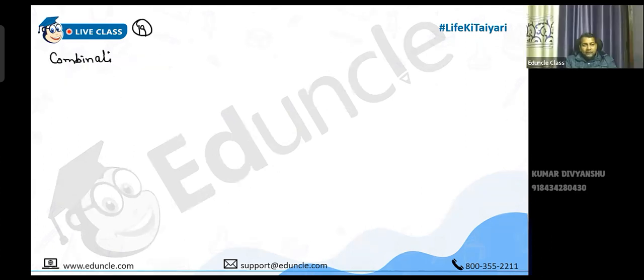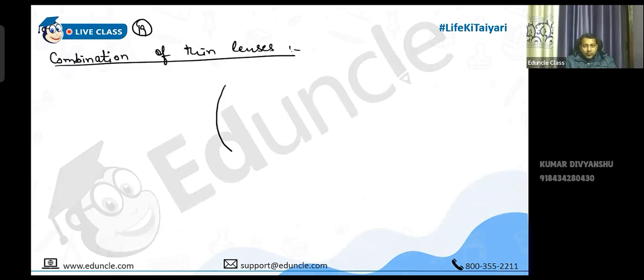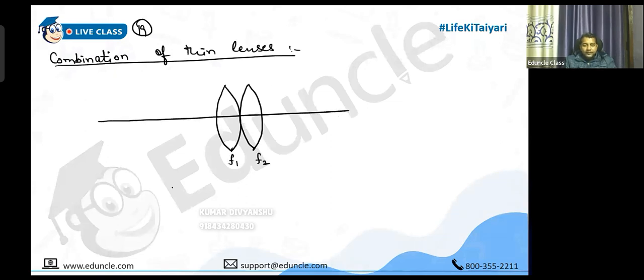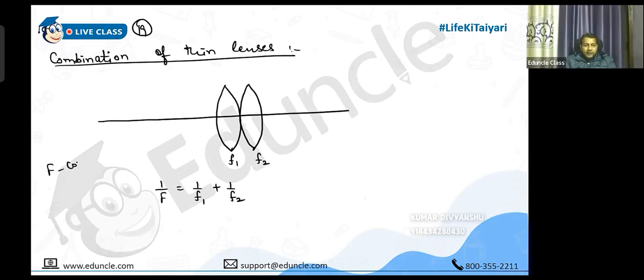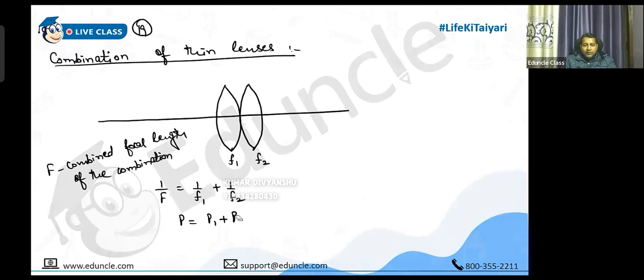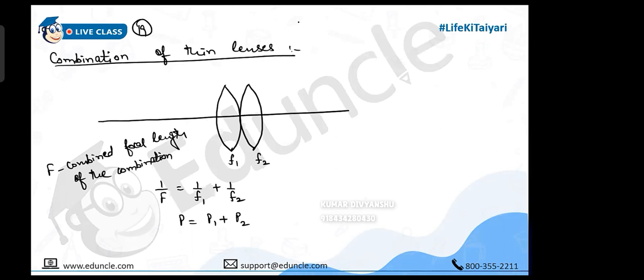Now, what happens if we have more than one lens in combination? Suppose two lenses are there, both convex like this. One is this. The focal length of one is f1, the other is f2. So in this case, the combined focal length is given by 1 upon f = 1 upon f1 plus 1 upon f2. Here f is the focal length of the combination. So it means P will be P1 plus P2, because 1 over f is the power. So the power of the combination is the sum of the powers of the individual lenses. Is it clear? Yes, sir.